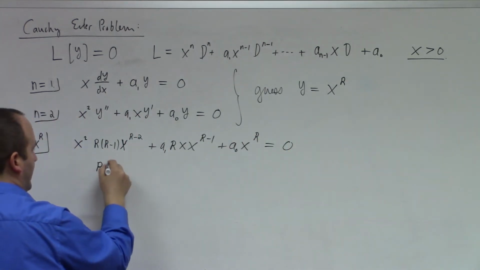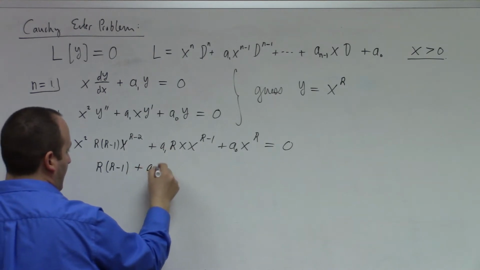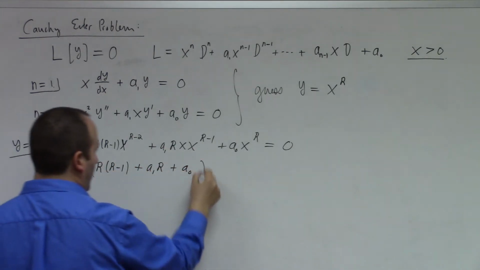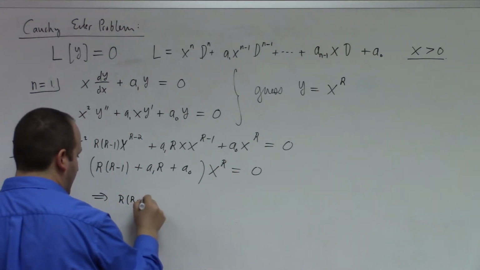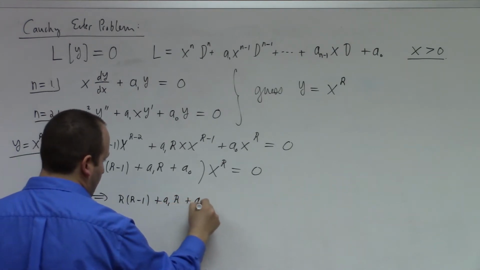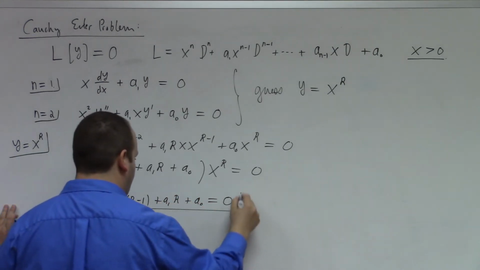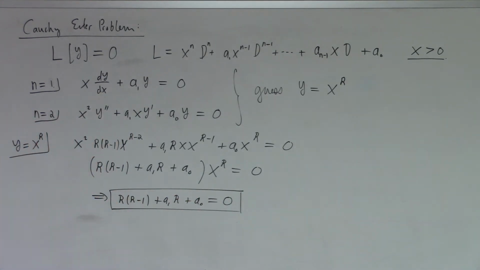Again, you can factor out x to the r equals 0. And so this implies that r times r minus 1 plus a1 times r plus a0 is equal to 0. That's the characteristic equation for n equals 2. Now, it's quadratic. It might have real solutions. It might have a repeated root. It could have a complex solution even. And the story we told in the constant coefficient case repeats here.